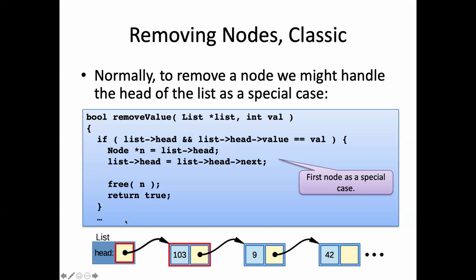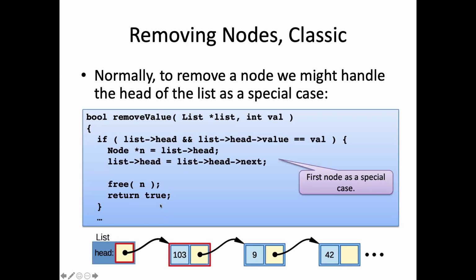That's what this little fragment of code does. It says, I've got a list, it's got a head pointer. If the list is non-empty, because the list might have no nodes on it, in which case I better not try to look at the value on the first node. If there isn't even a first node, that would be dereferencing a null pointer. So first I check to make sure the head pointer is non-null. And if the head pointer's value field matches the value you're trying to remove, then remove that node.